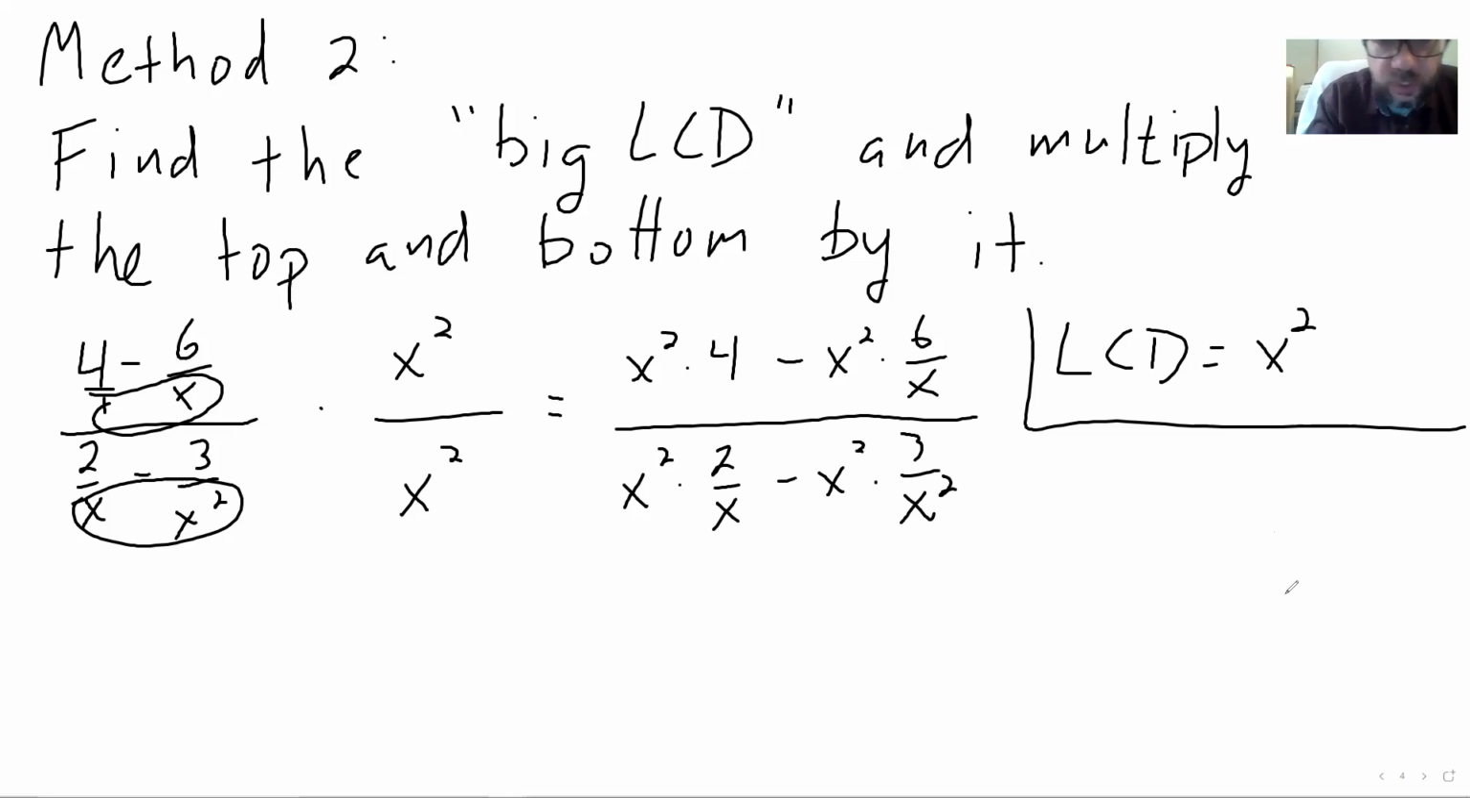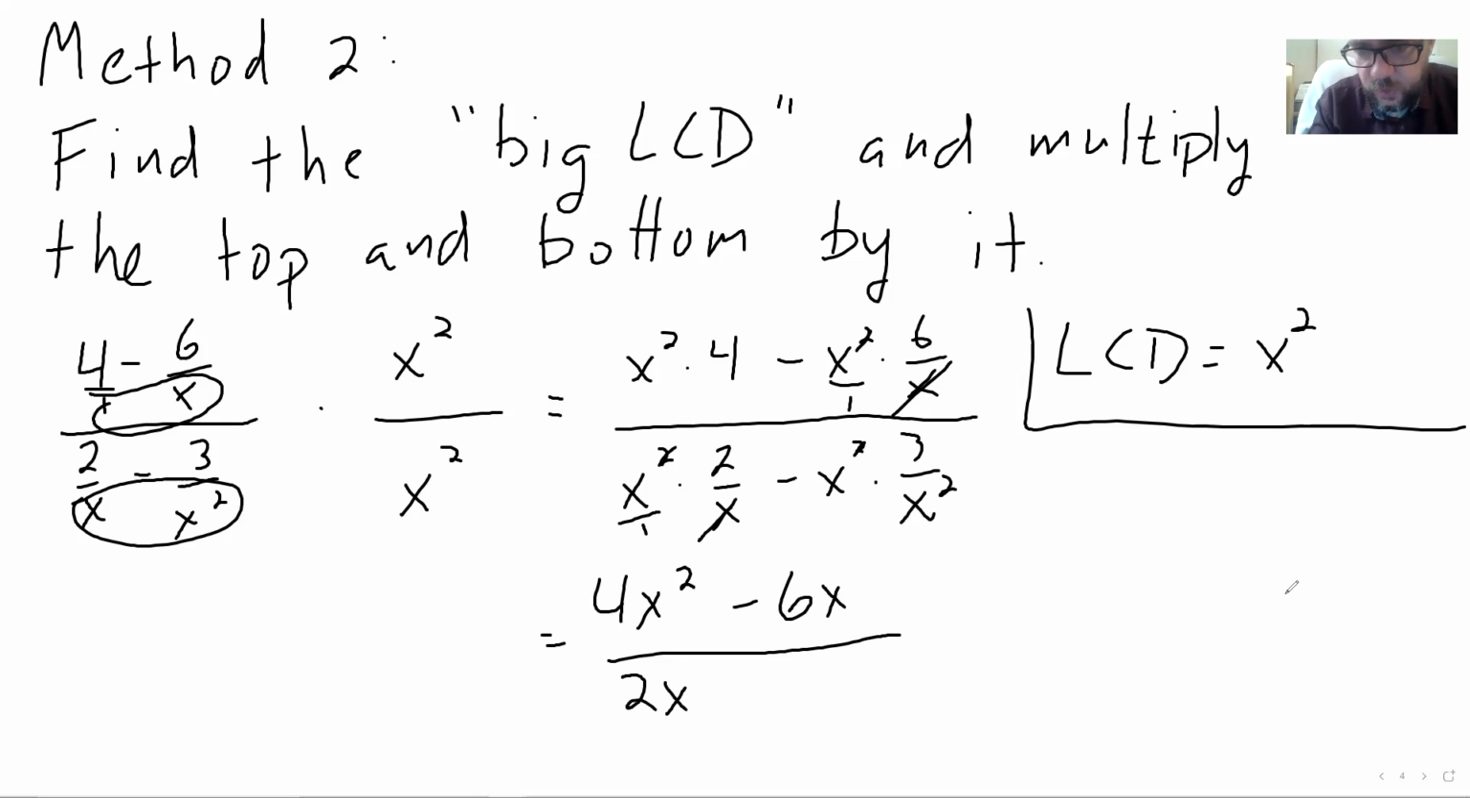So x squared times 4 is just 4x squared. X squared times 6 over x, well, this is x squared over 1, right? So one of the x's cancels, and I'm left with just 6x, minus 6x. And the denominator here, one of my x's cancels, right? That's x squared over 1 again. I'm left with 2x. And here, the whole thing cancels, and I'm left with minus 3.